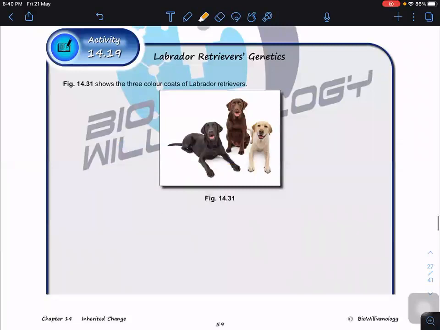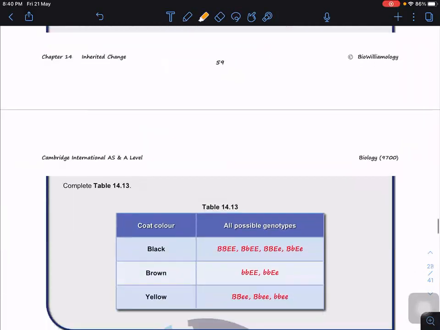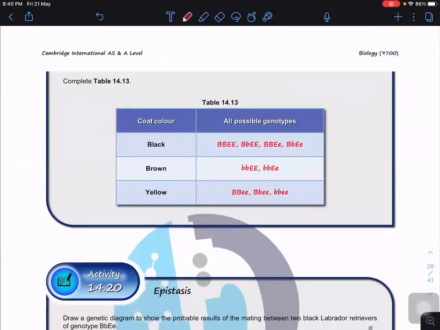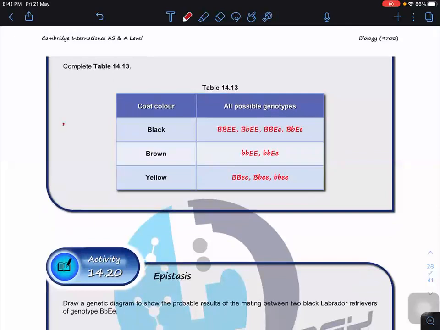So in this question, figure 14.31 shows the three coat colors of the Labrador retriever, and from here we need to list down the possible genotypes. This question was asked before. Black, just now I said, must have one big B and one big E, definitely. The rest are free for you to fill in. Brown must be a small b, big E, and the last one is free for you to fill out. Yellow, don't care what their genotype for the coat color is, but the last two must be small e. So based on this, these are the possible genotypes.